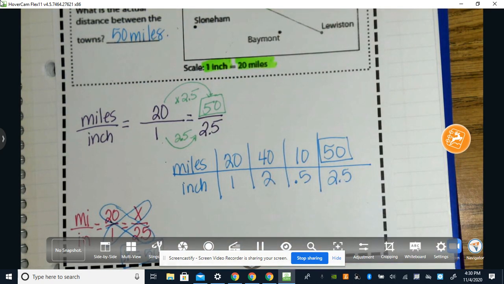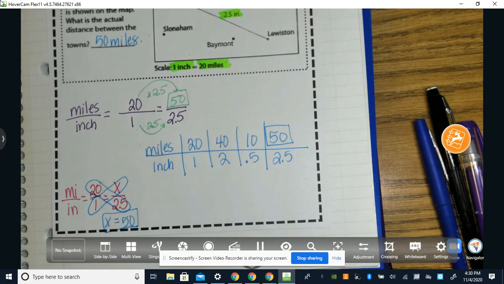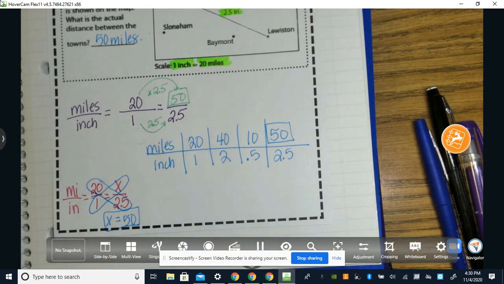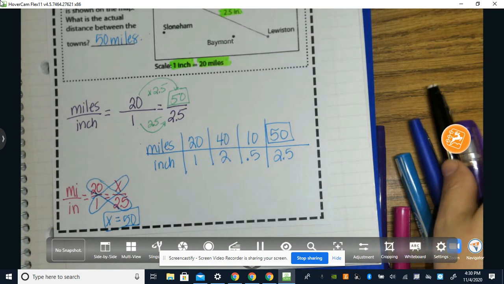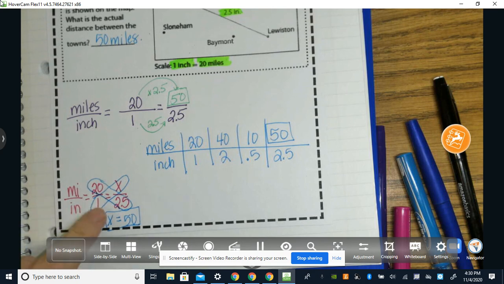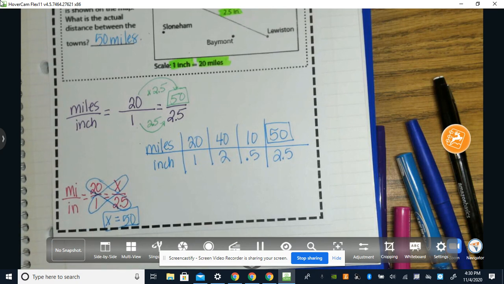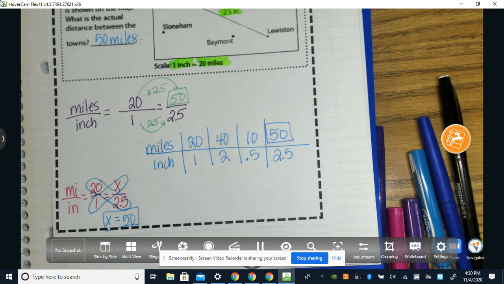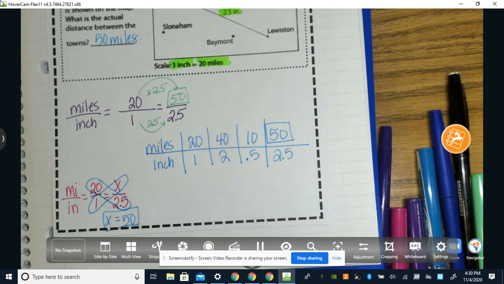So I'm just showing that there are several different ways to get to the same answer, and either way will work. And remember, if you get it done one way and you're struggling, you're like, I can't figure this out, the cross multiply and divide is always a trusty one that you can always go back to, and most all of the time it will work.